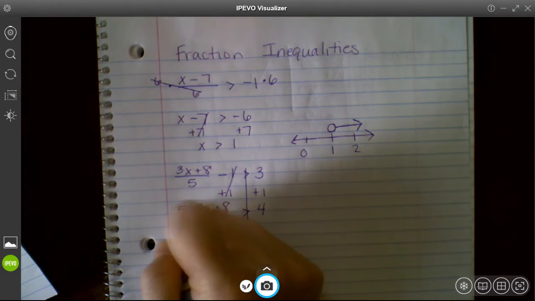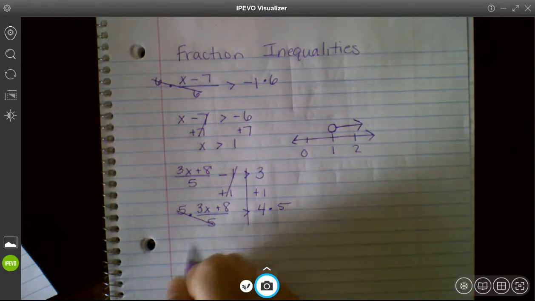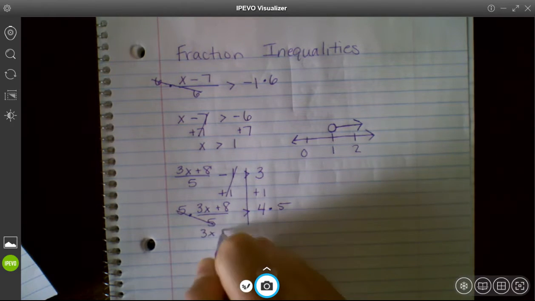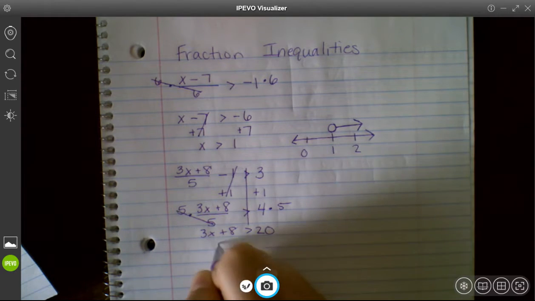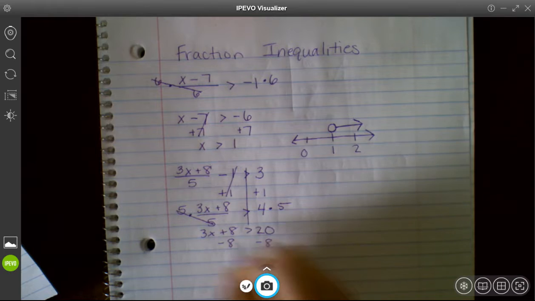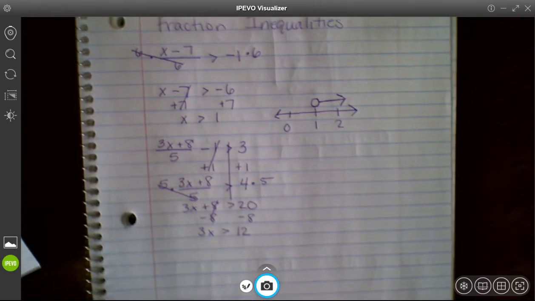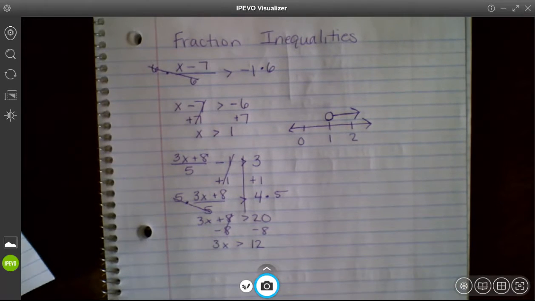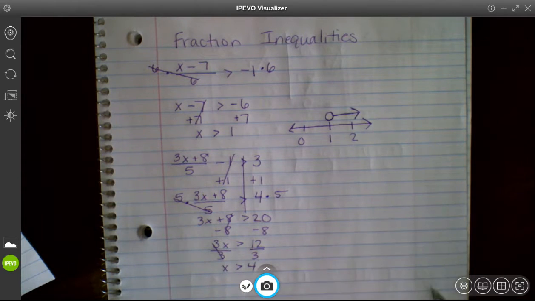Times by 5 on both sides to get the fraction to go away. So I have 3x plus 8 is greater than 20. Now I have a two-step equation. So minus 8, 3x is greater than 12. So now I'm going to divide by 3. So x is greater than 4.